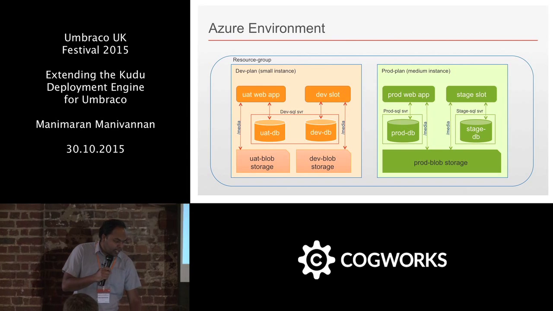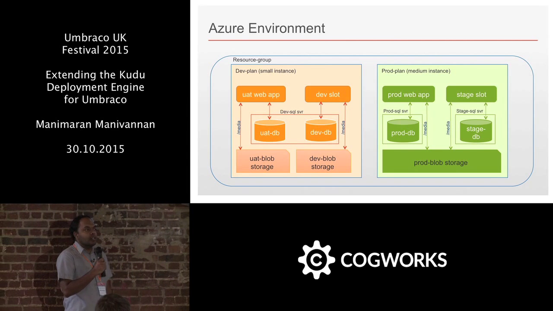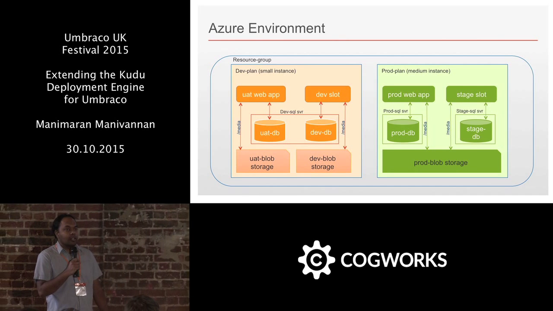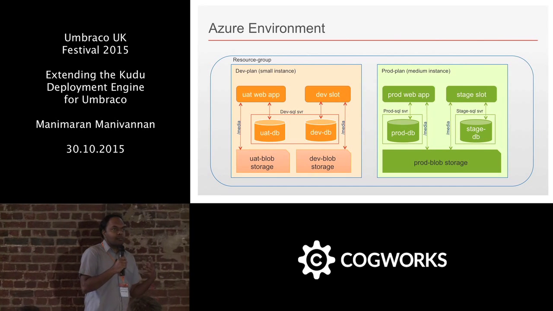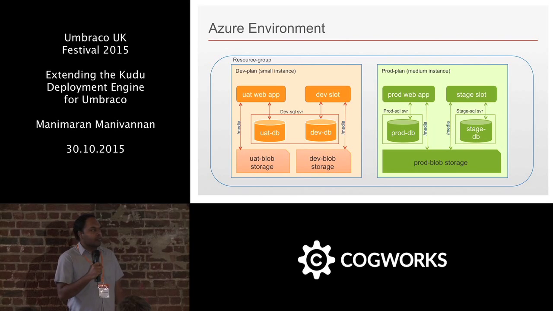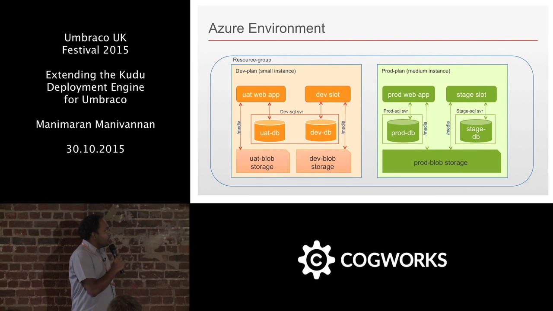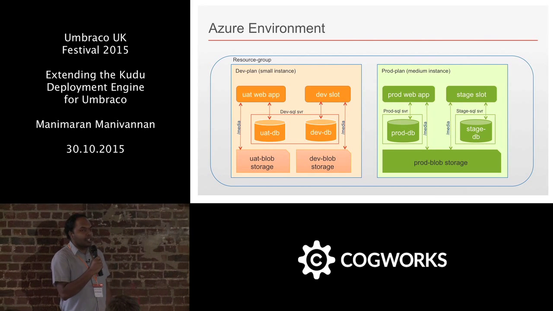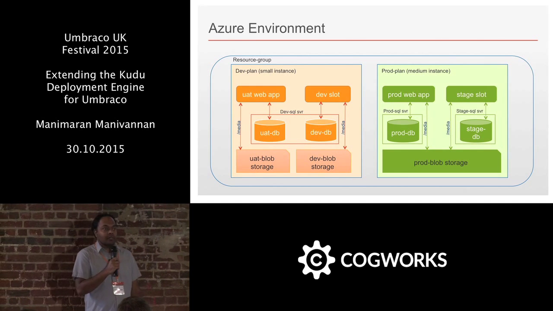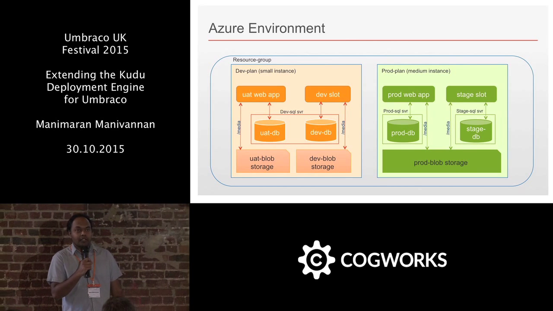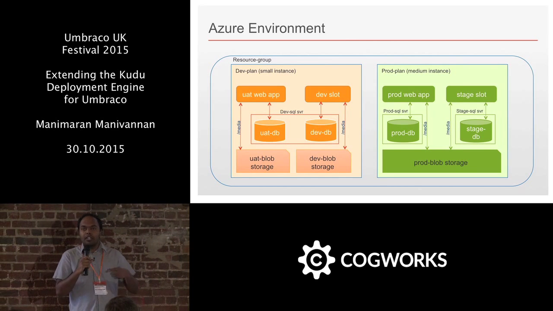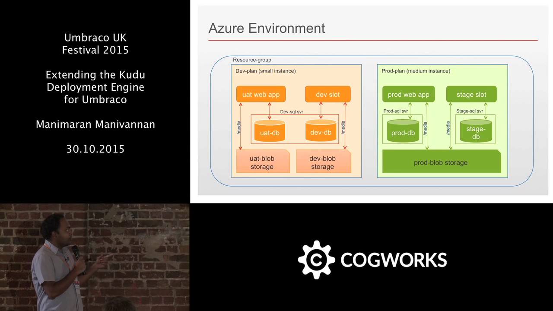Then with Azure Websites, you can create app plans. We created a dev plan, which is a small instance, and it basically has the UAT website, and a deployment slot of the UAT website is the dev website. So the aim is to continuously deploy to the dev slot.